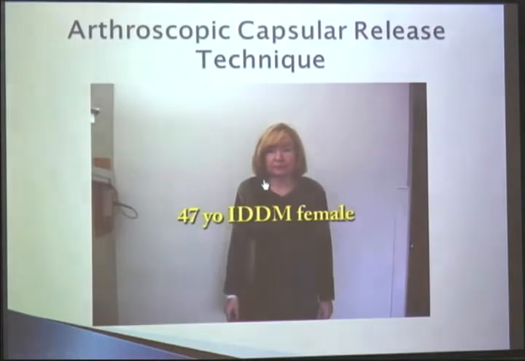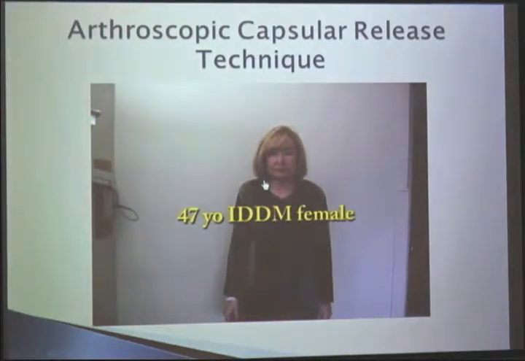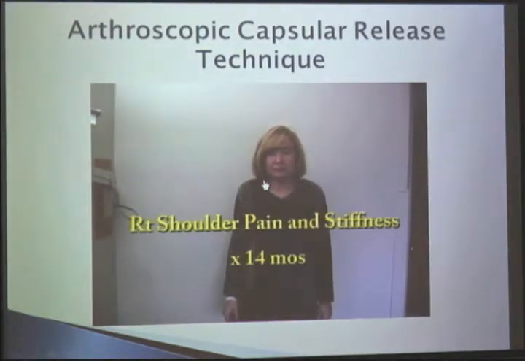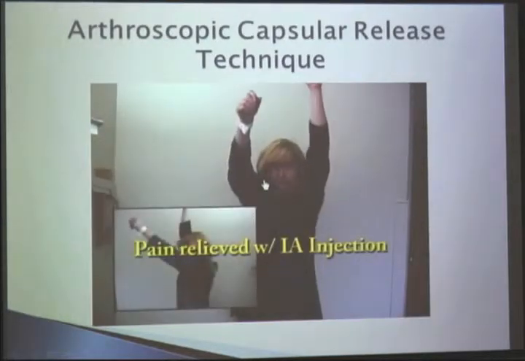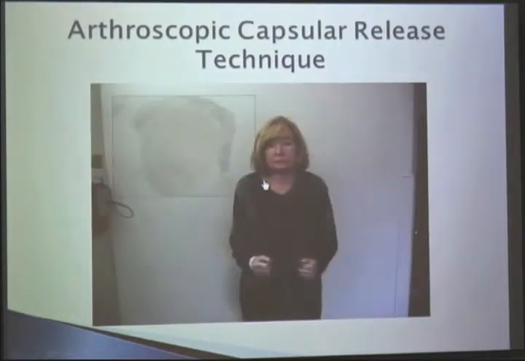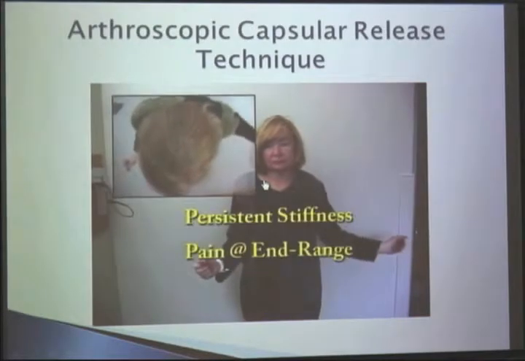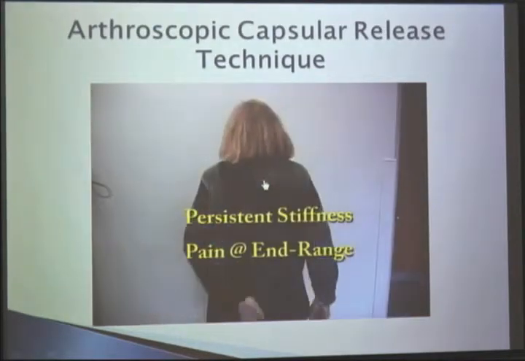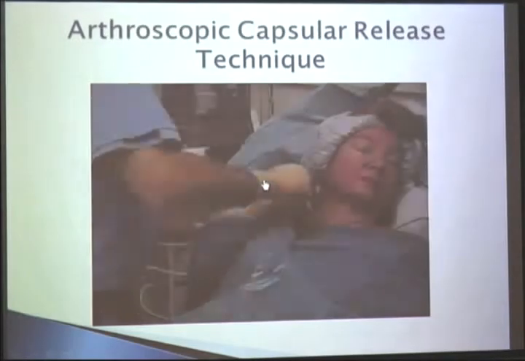This is an example of a 47-year-old diabetic patient who failed to improve over a long period of time. An injection got her out of the painful inflammatory phase, but as you can see in her right shoulder, she's restricted. She's restricted in all planes. She has pain really only at the extremes of motion. She's stuck.